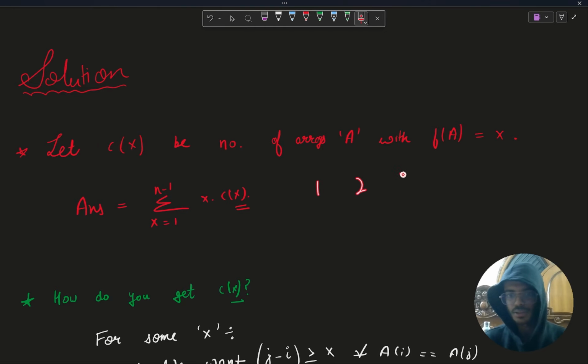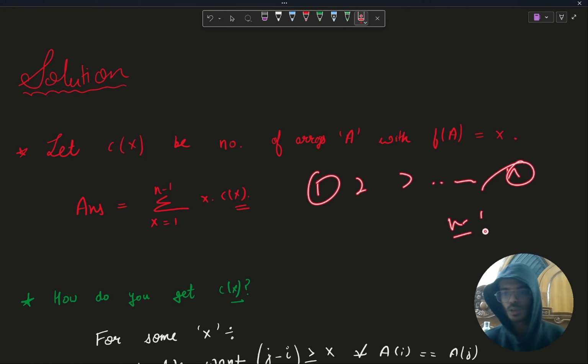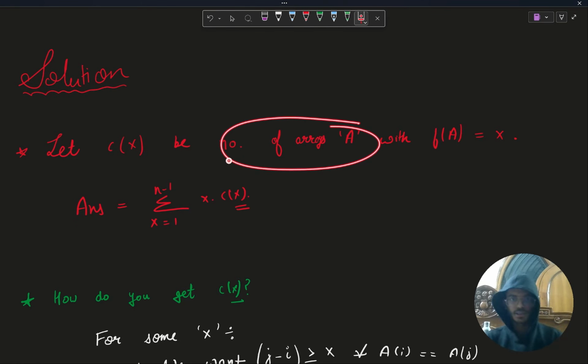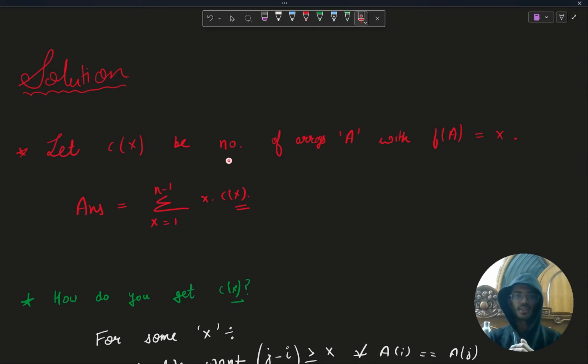Because if we have n elements, then the maximum distance between any two elements would be n minus 1, which would be in between 1 and n. So the maximum possible distance could be n minus 1. For all those n minus 1 possible values, we'll calculate how many arrays exist. And this is a rather simpler task in terms of time complexity, because we can actually think of calculating this.